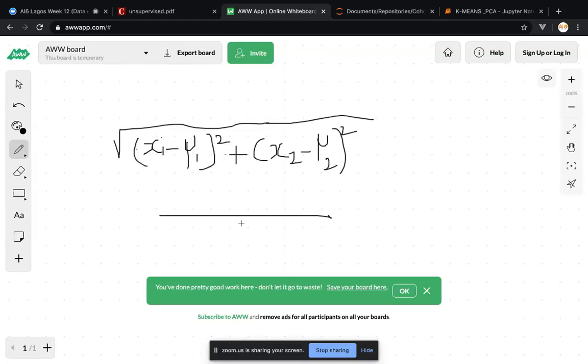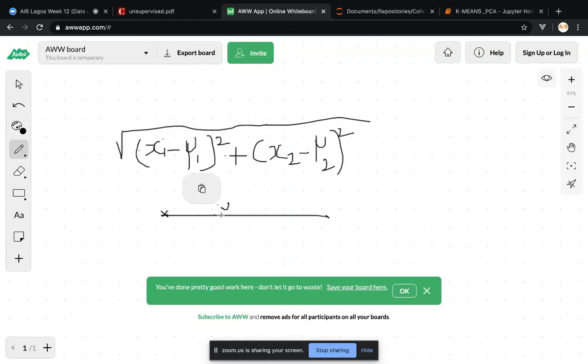It's not a straight line. If it was a straight line, and this was your x and this was your mu, you'd just take the distance. If this is say 3 and this is say 7, then just 7 minus 3 is the distance. But now it's a 2D plane, so this is the formula you use. And that's exactly what we implemented here.